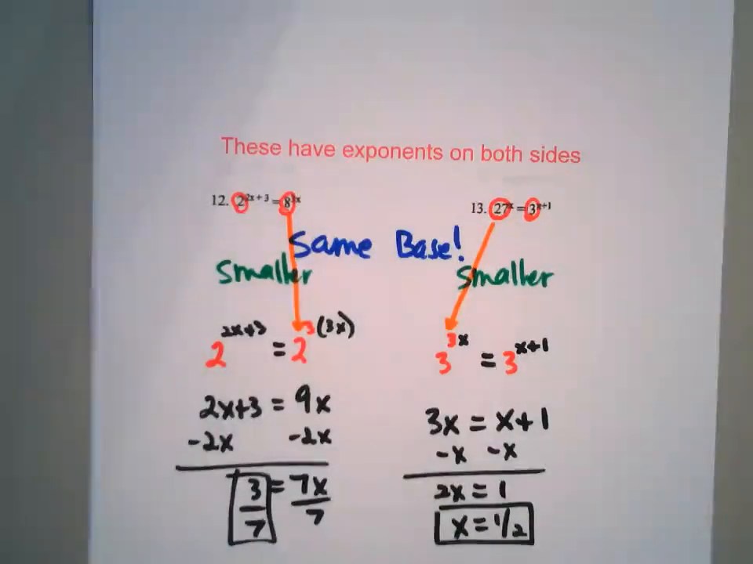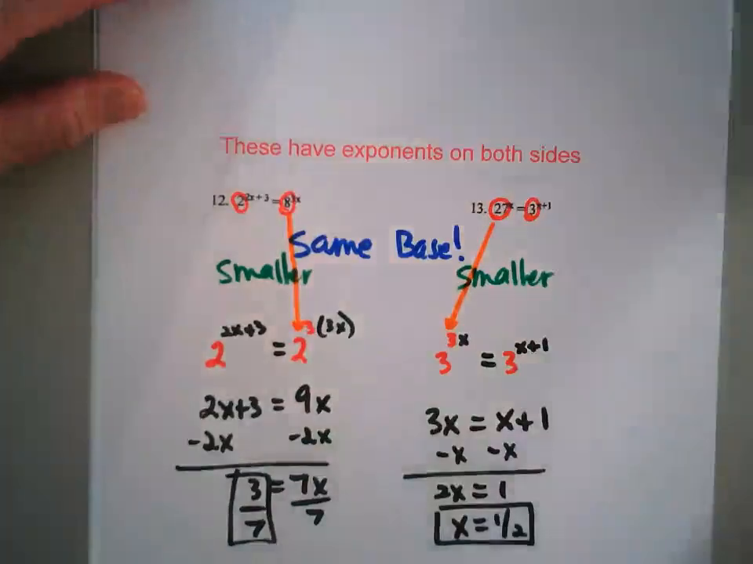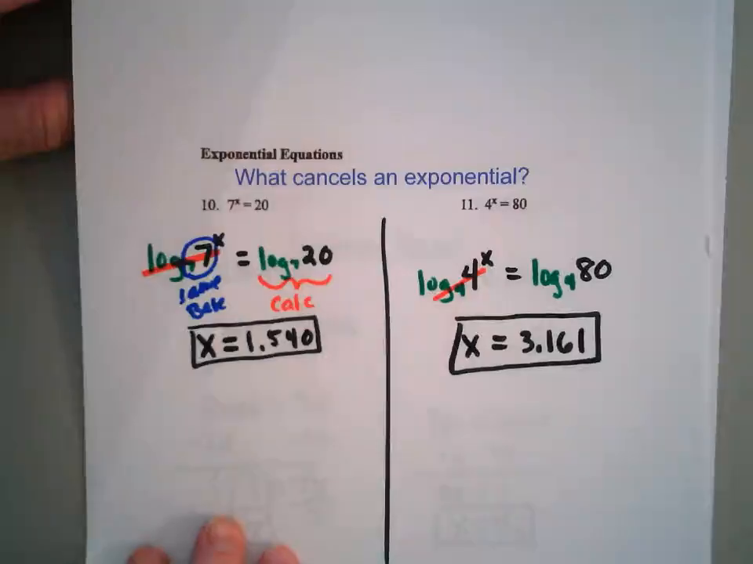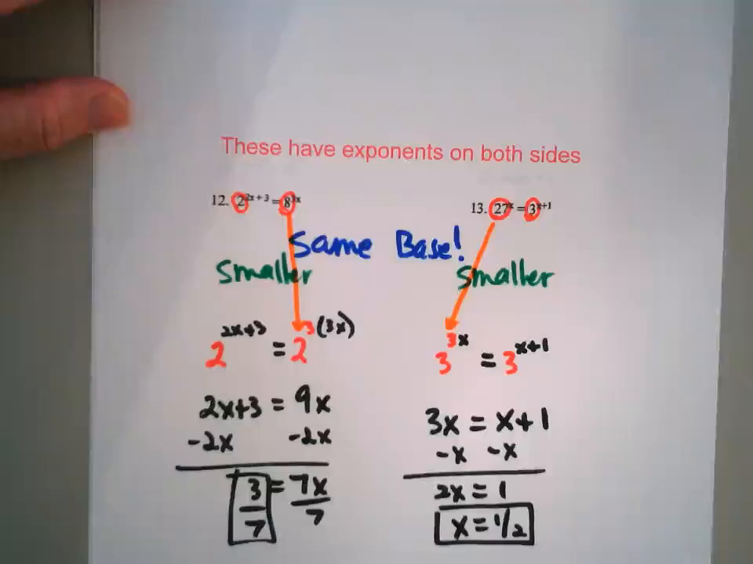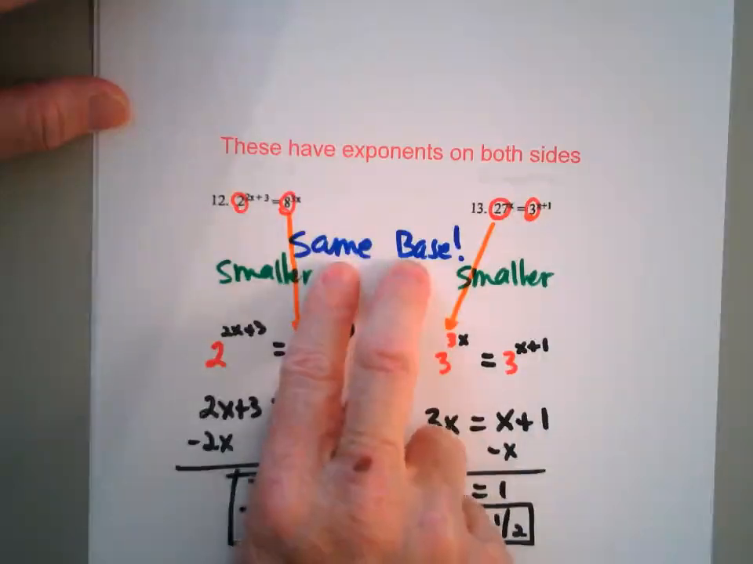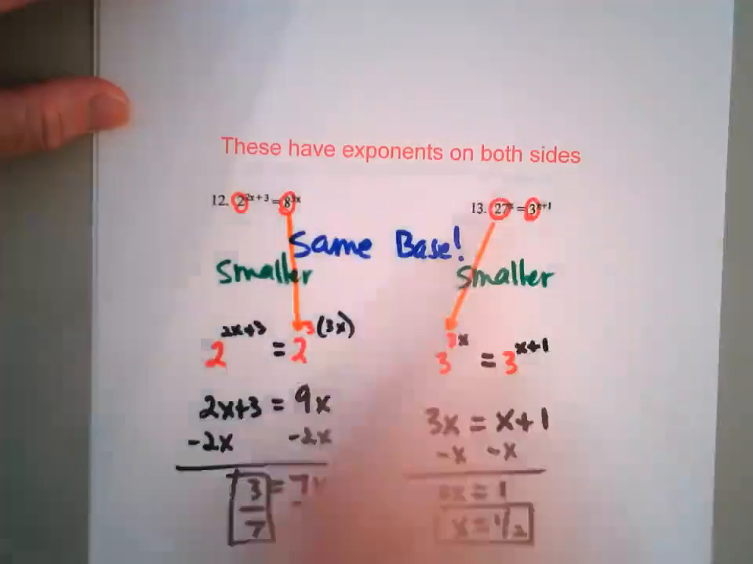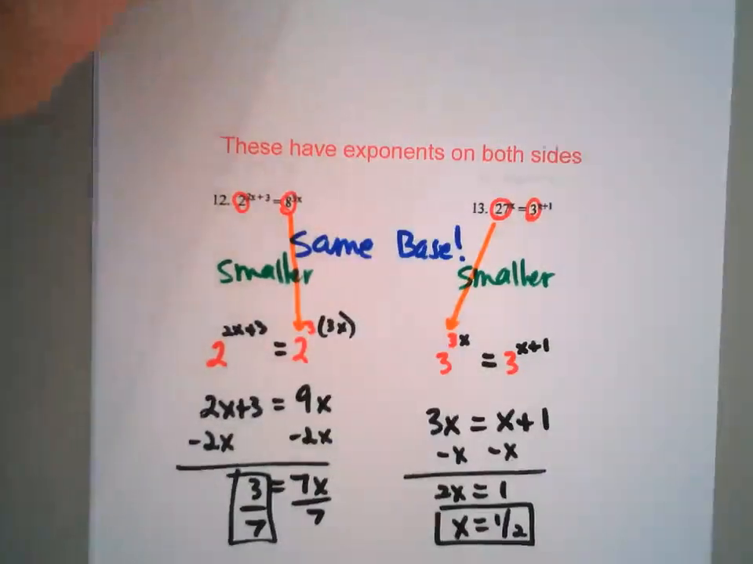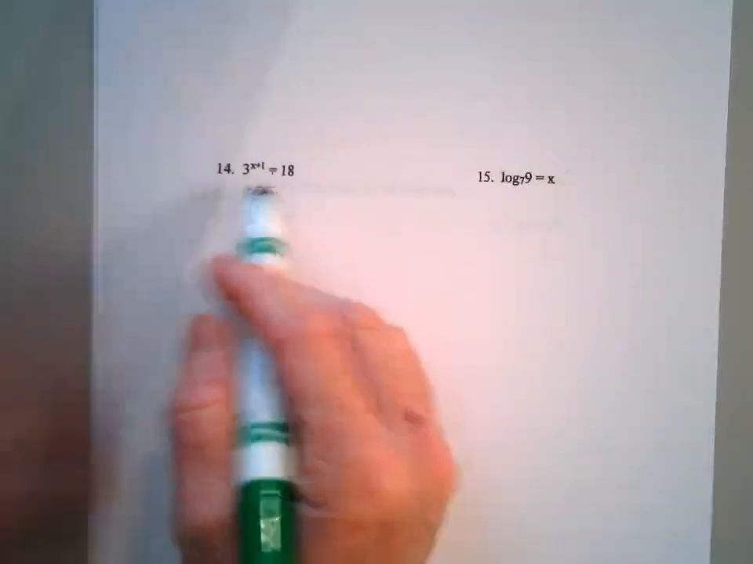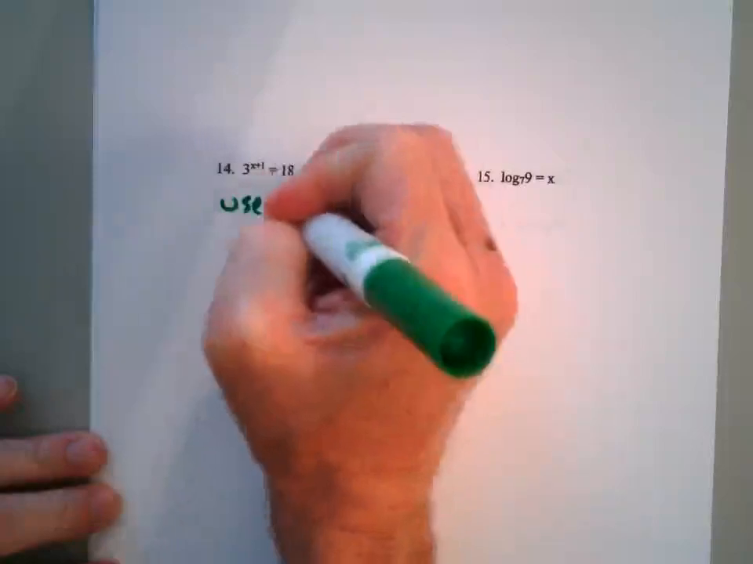Okay? So those are the two main different types of equations. One where you have to use a logarithm, and one where you have to make the bases the same. And so when do you make the bases the same? When there's exponents on both sides of the equation. All right, let's just take a gander at a few more. Okay? So, do you have exponents on both sides? No, you don't. So here, we're going to use a log.